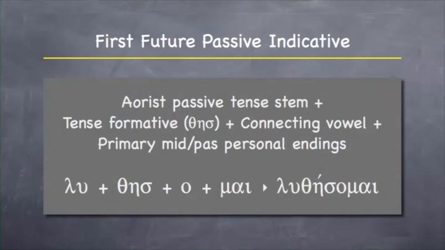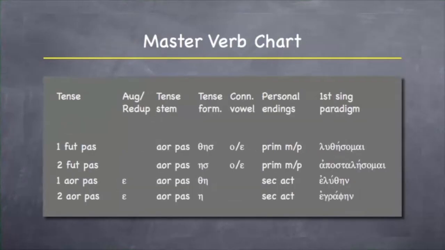And so the future passive is formed on the unaugmented aorist passive tense stem, the appropriate tense formative, a connecting vowel, and primary middle passive personal endings. And we've got 4 new lines on the master verb chart. We're almost done with this chart, so hang in there. The first future passive is formed from an unaugmented aorist passive tense stem. The tense formative is theta, eta, sigma, connecting vowels, primary, middle, passive personal endings. And so you get something like luthesomai.